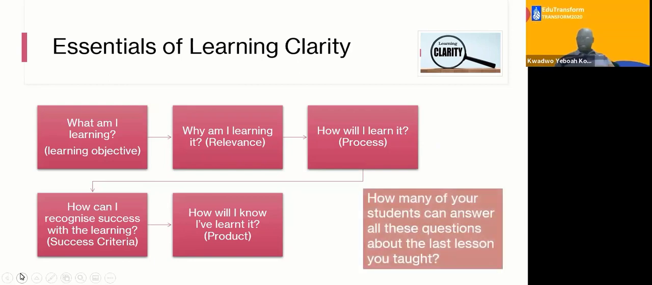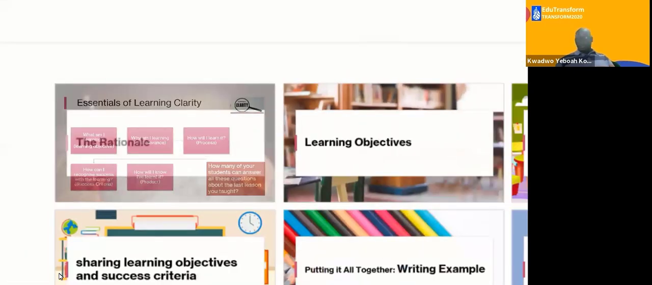All right. Thank you very much for that clarity on how we can make learning clear for our learners. But we've been talking about what am I learning. The learning of what is that? What is a learning objective?